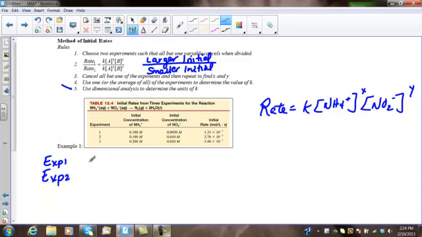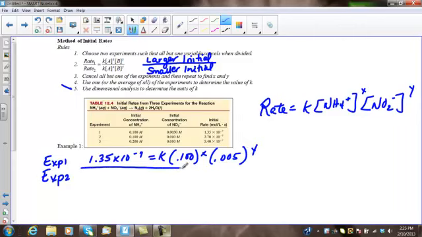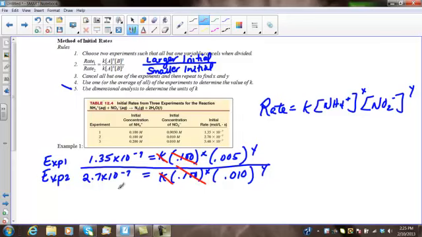So experiment 1, our rate is 1.35 times 10 to the minus 7 equals K times the concentration of 0.1 to the X times the concentration of 0.005 to the Y. We're going to divide that by experiment 2, which is 2.7 times 10 to the minus 7 equals K times the concentration of NH4, which is also 0.1 to the X, times 0.010 to the Y. We can see what happens here is that the K's cancel, this cancels.